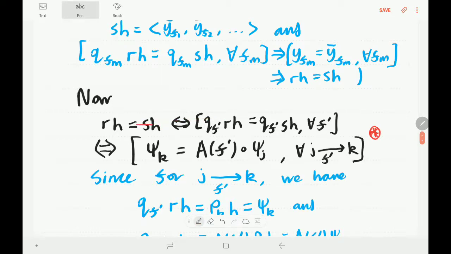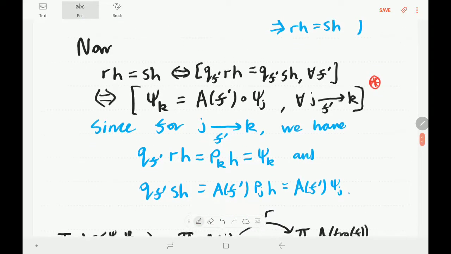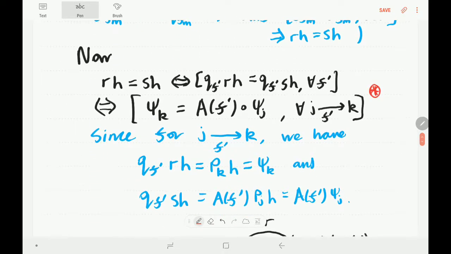Yeah, these two things are equivalent. And why are these two things equivalent then? Well, this just comes from reasoning about the diagram. If you look at the diagrams of R and S again, you'll see that Q of F dash RH equals PKH, which I'm defining as psi of K. So we've got a psi of K on the left. So this is just equal to this.